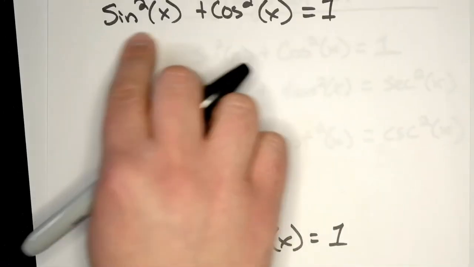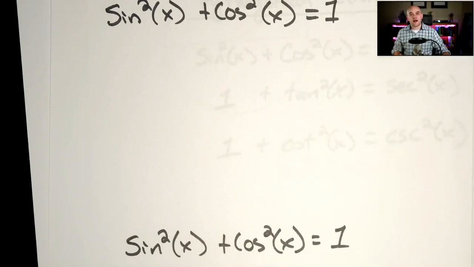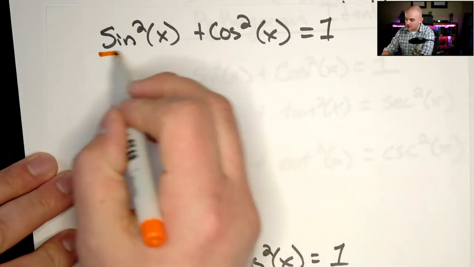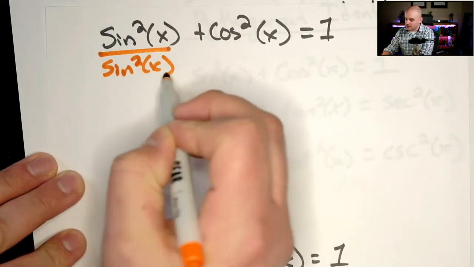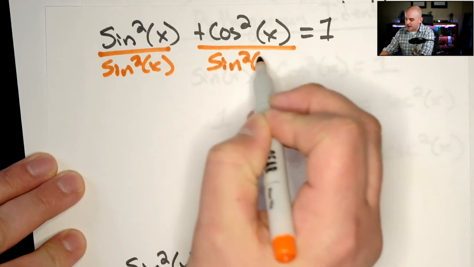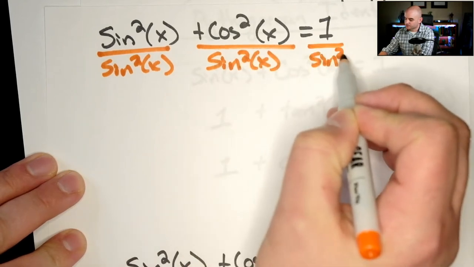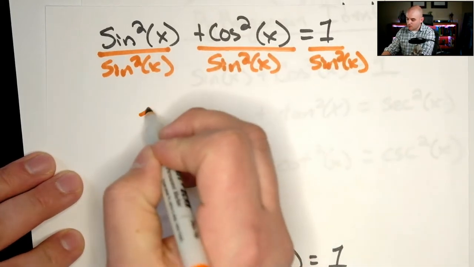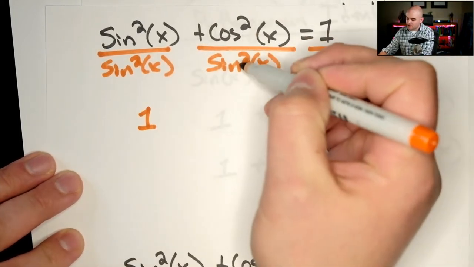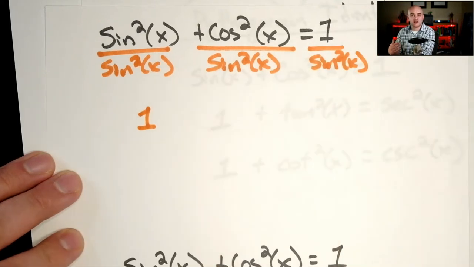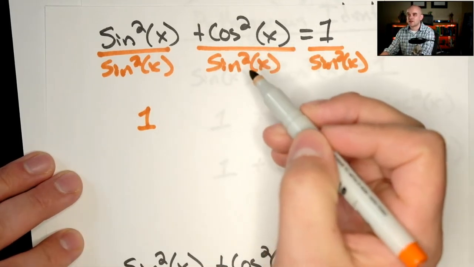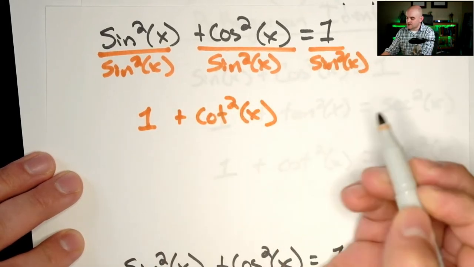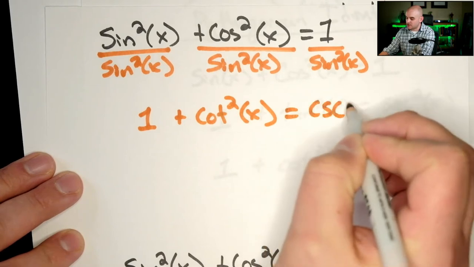What I want you to do is take this one up top and divide each term by sine squared of x, and that will give you the second one. Let's try it out. Divide each term, and because we are dividing each term, this equation stays in balance. We're not changing the equation. And I get sine squared divided by sine squared. That gives me 1. And cosine squared over sine squared, remember that cosine over sine is cotangent, so cosine squared over sine squared is cotangent squared. And then 1 over sine squared, that is the same thing as cosecant squared.